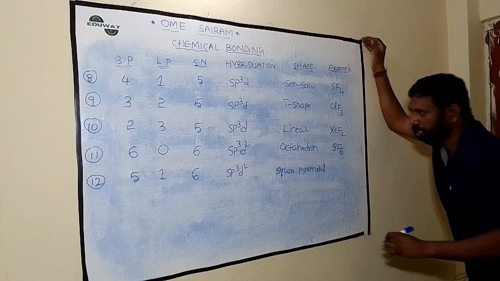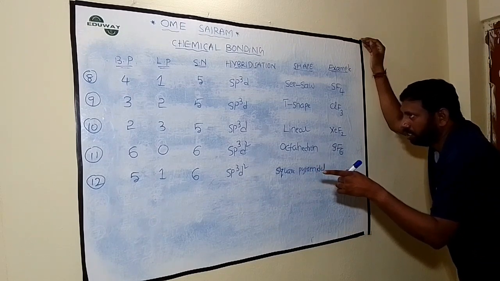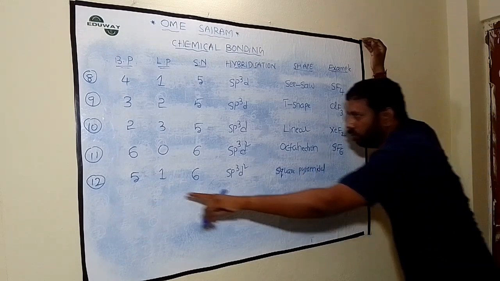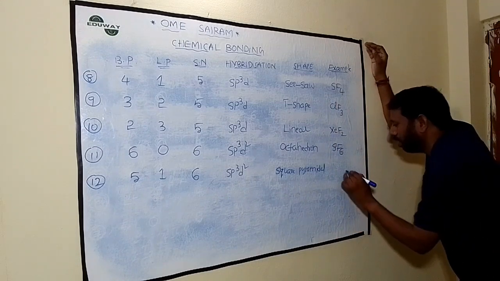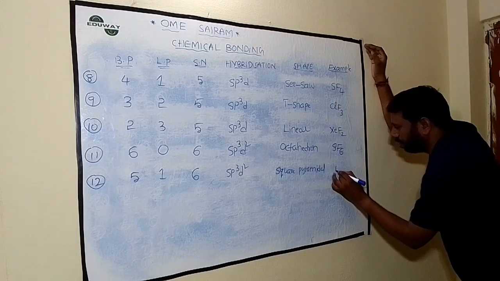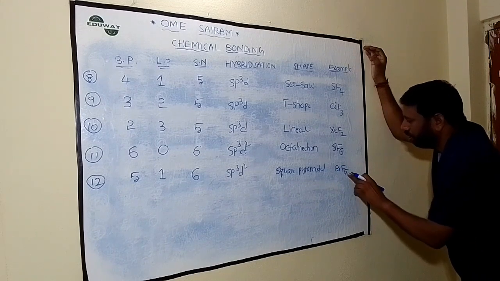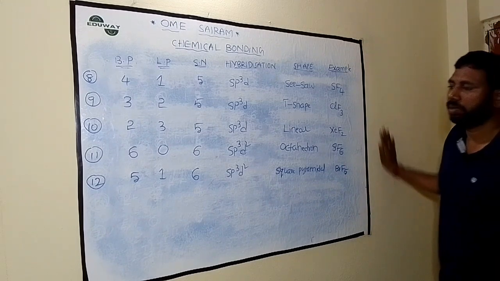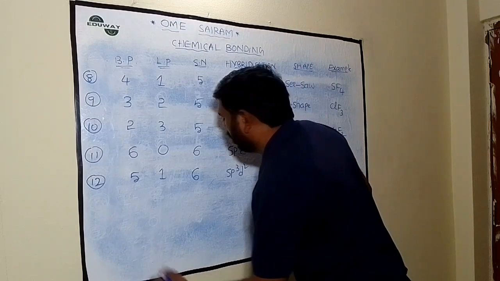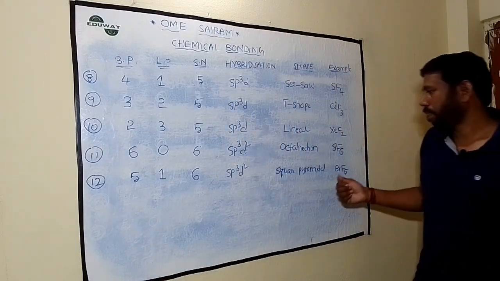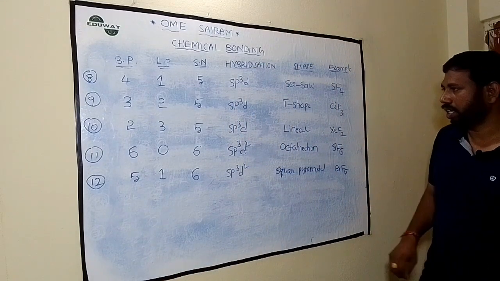And the example is bond pairs. How many bond pairs are there? 5 bond pairs are there. That means it contains 5 atoms attached to the central atom. BrF5. 5 atoms attached to the central atom bromine. Now BrF5 contains 5 bond pairs and 1 lone pair.